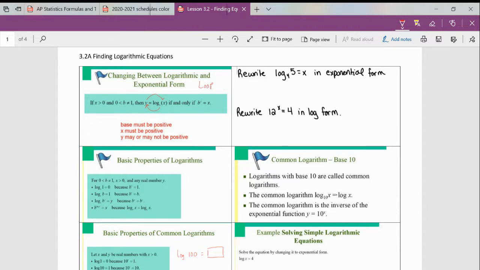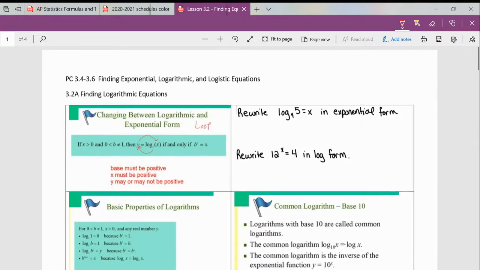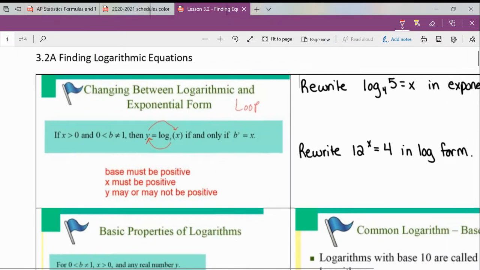So we're going to start with logarithmic equations here first as a review from previous courses and from previous years. Let's just look at this first box and we'll start working our way through the material.